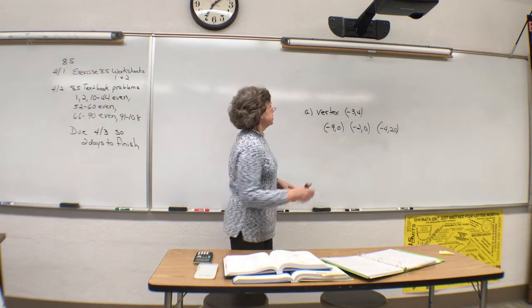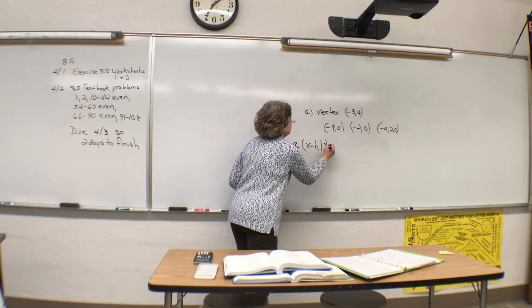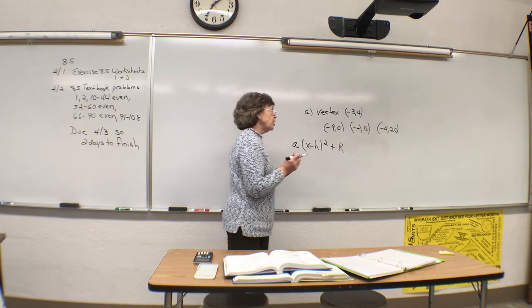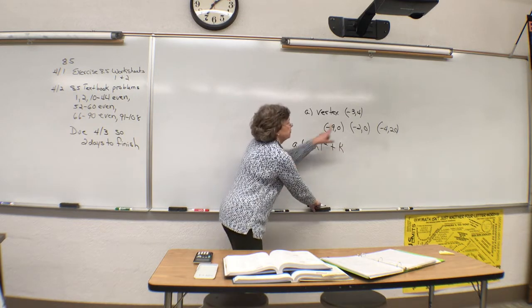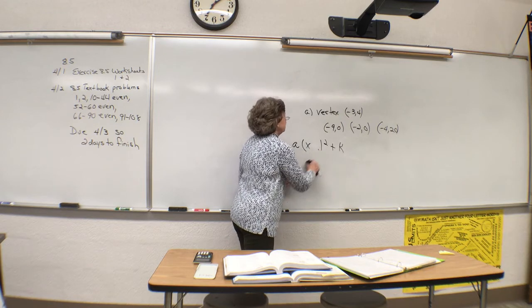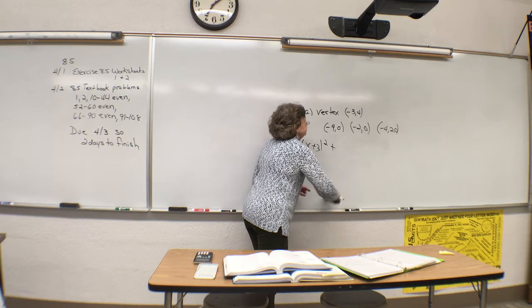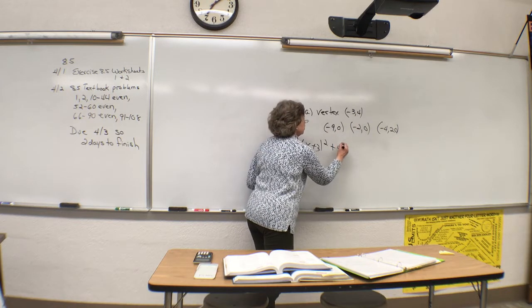So look what they did. They start by using the vertex form. So a parentheses x minus h squared plus k, that's where we are. What am I going to be filling in? Well, h, the x coordinate is negative 3, so this is going to become plus 3. I've got a y coordinate of 4.